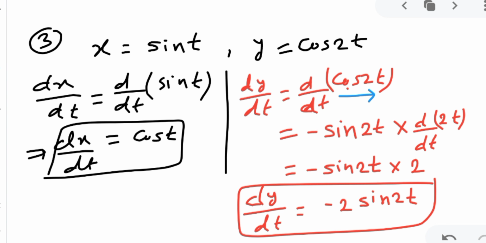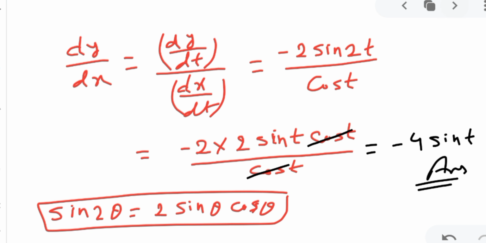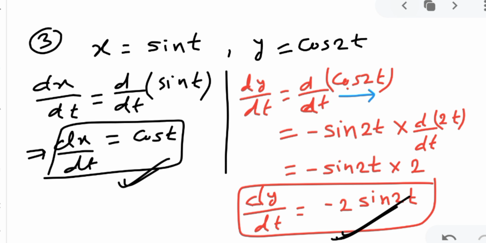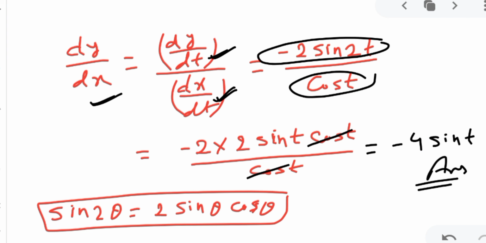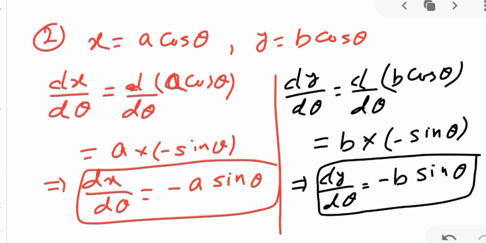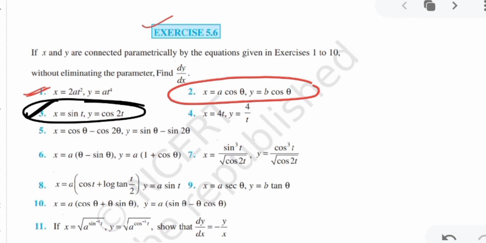Okay, so I hope you understood. First I found dx upon dt, then dy upon dt, and then dy upon dx is dy upon dt divided by dx upon dt. Then I put the values we found, did the little simplification that was possible, and finally got the answer as minus 4 sin t. Okay, so this was the third question. I solved till here in this part.